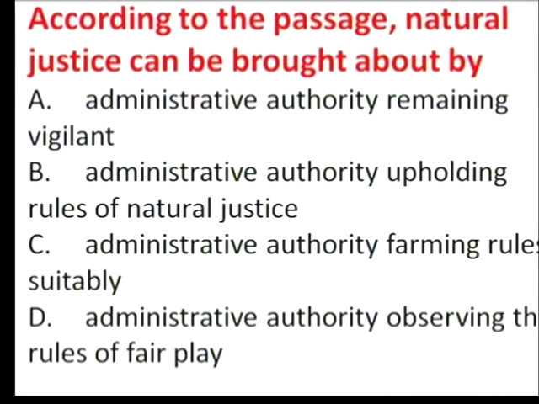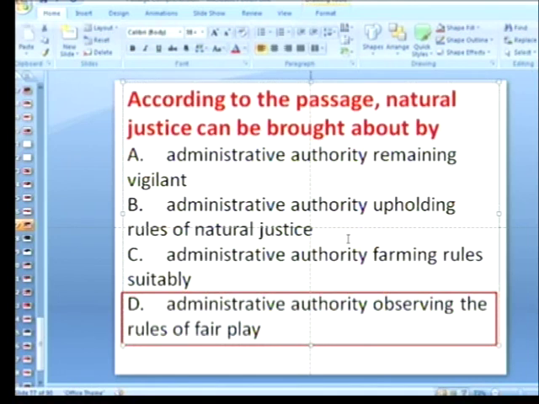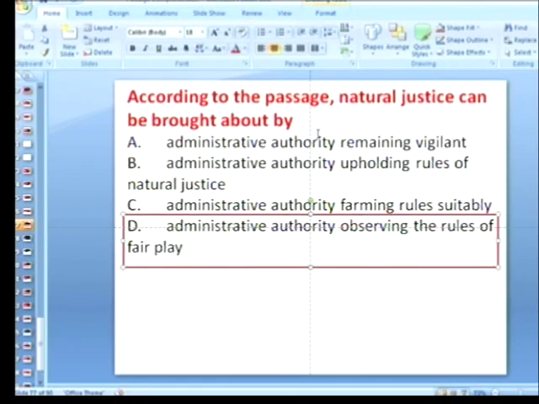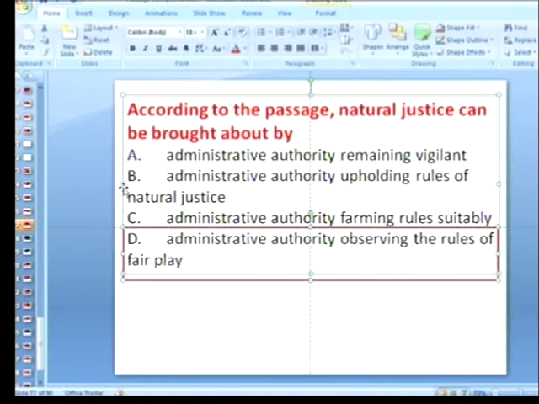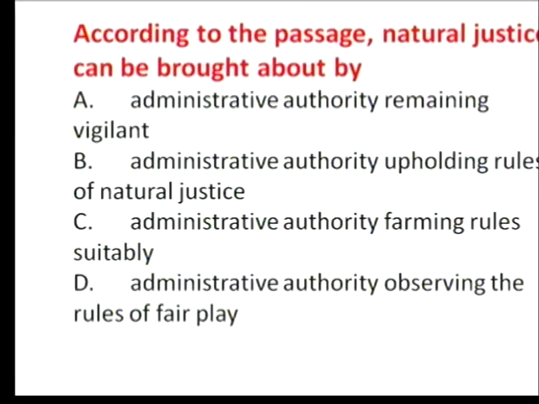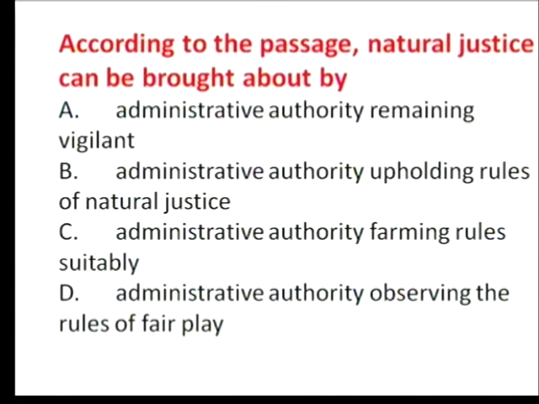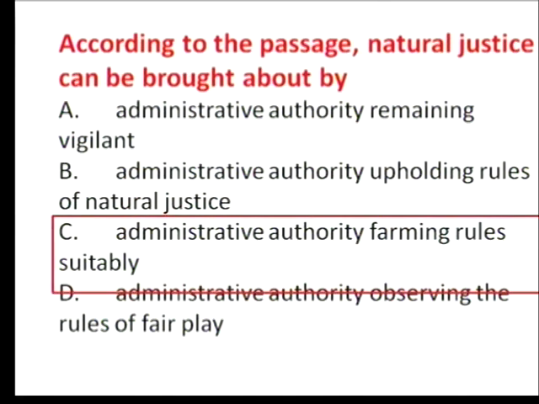According to the passage, natural justice can be brought about by administrative authority remaining vigilant, administrative authority upholding rules of natural justice, administrative authority forming rules suitably, administrative authority observing the rules of fair play. Okay, and the correct answer is D.